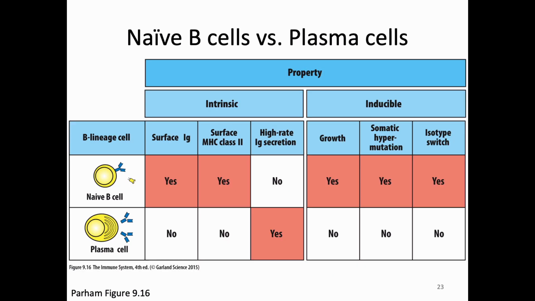You can see some big differences. In fact, the plasma cells make antibody, and they only make antibody. That's all they do, high-level antibody all the time. They stop having B cell receptor on their surface. They stop having class 2 on their surface. They don't grow anymore. They don't mutate anymore. They don't switch anymore. They do nothing except make high levels of antibodies.